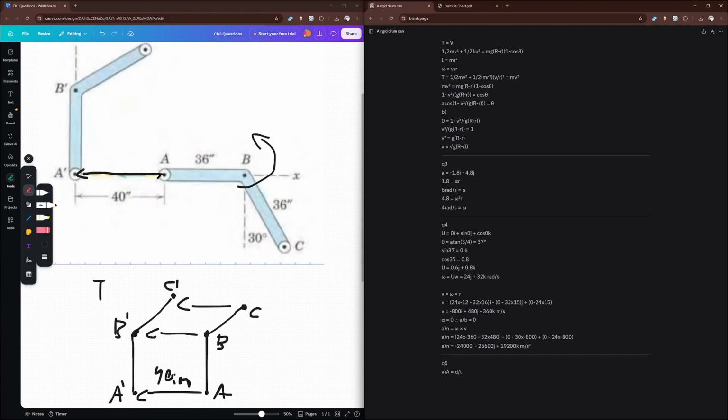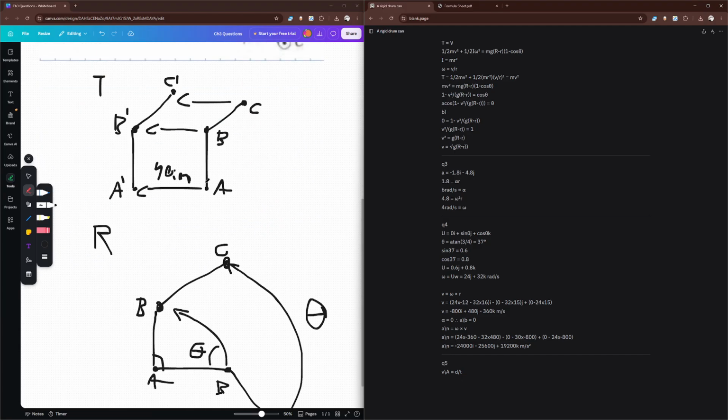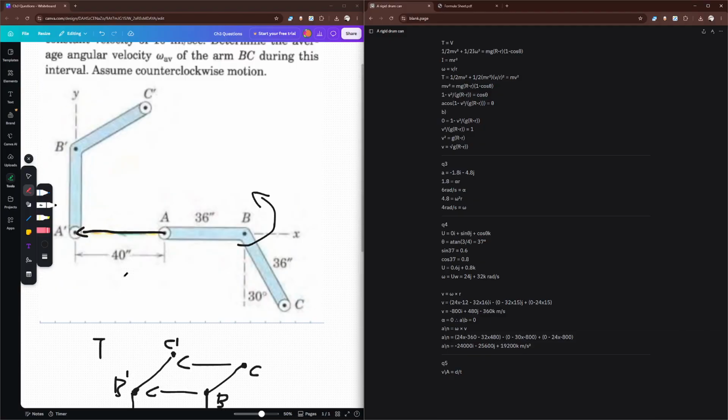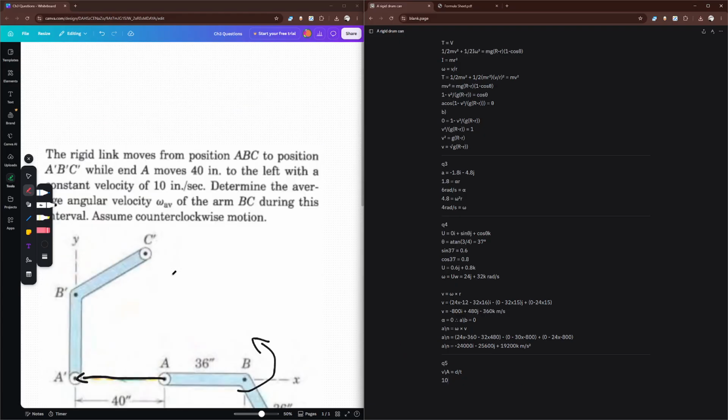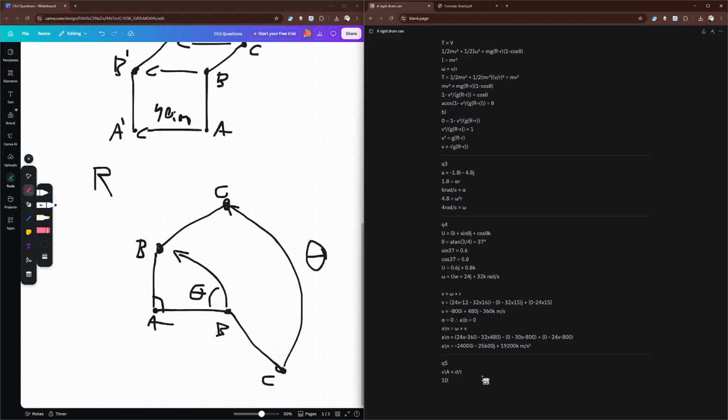Because if you look at it, this is a purely x translation. The velocity is 10 inches per second, and the distance is 40 inches. So we can solve for t here. We just get that t is equal to 40 over 10, also known as 4 seconds. Now we know the total time it took, and this is purely in the translational.